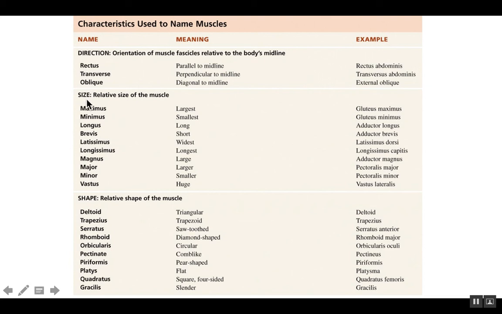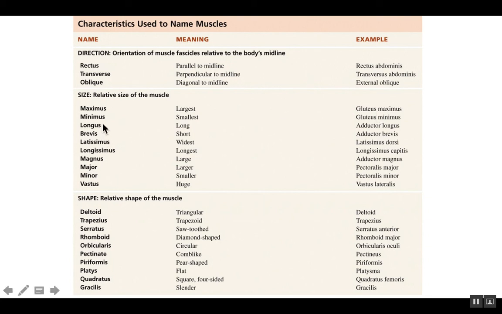This next section talks about different words we use to describe the size differences between a couple muscles. So if we've got similar muscles that do similar things in a similar location, and one's larger than the other one, we might use maximus and minimus. We might use major and minor. We might use magnus, all to describe size differences. For instance, in your gluteal region, there's a large muscle called the gluteus maximus. There's a smaller one called the gluteus minimus. There's even one in between these called the gluteus medius.